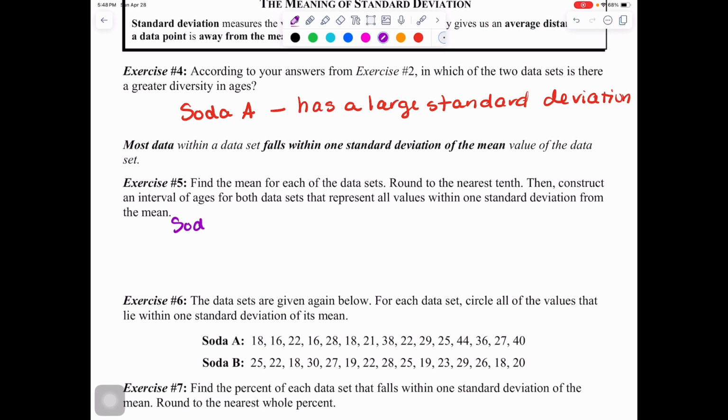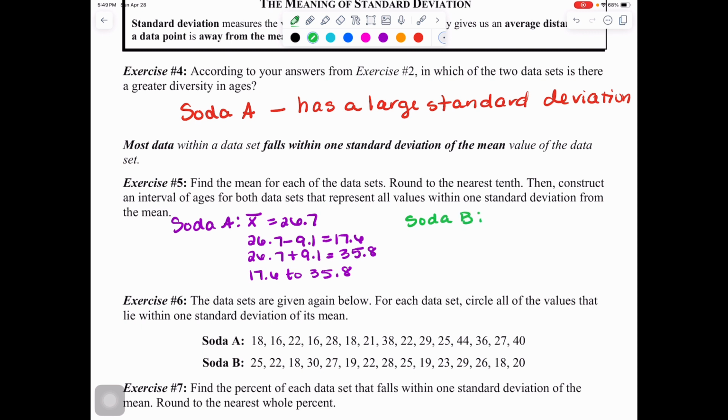So we have soda A. The mean is 26.7. So we will find one standard deviation in both directions. 26.7 minus 9.1, which would be 17.6. And then 26.7 plus 9.1, which would be 35.8. So we know they're going to be anywhere from 17.6 to 35.8. I'd like you to pause the video and do the same thing for soda B. Resume the video when you're ready to check your answers.